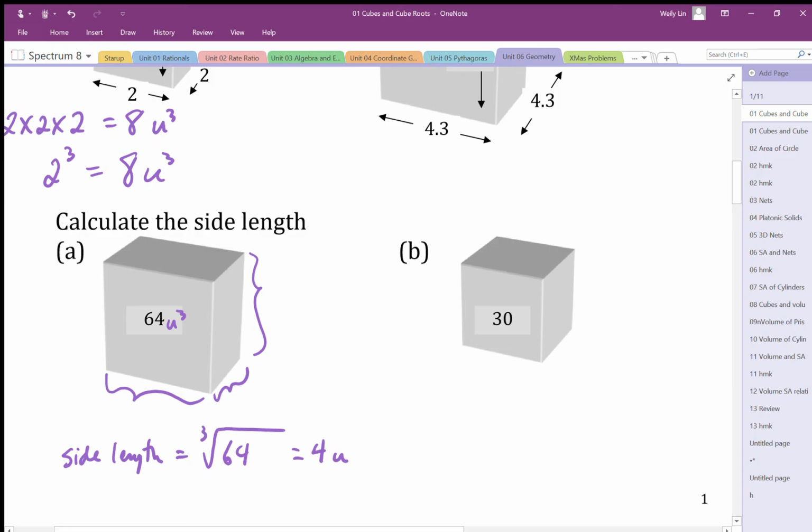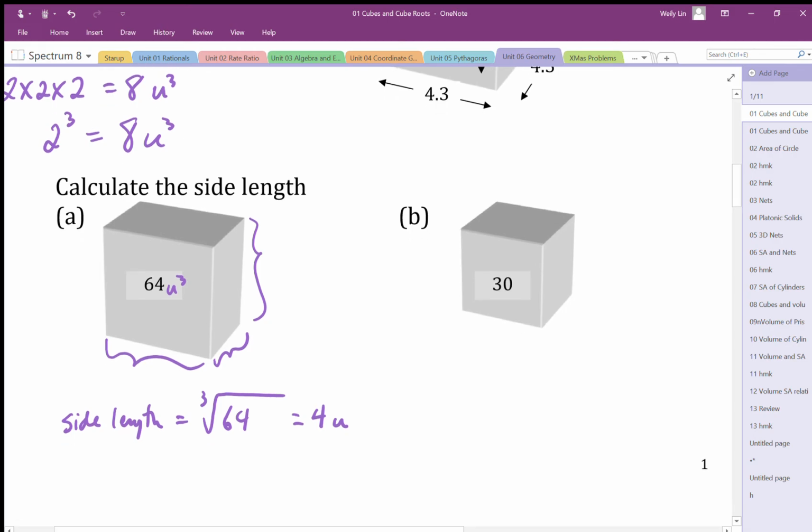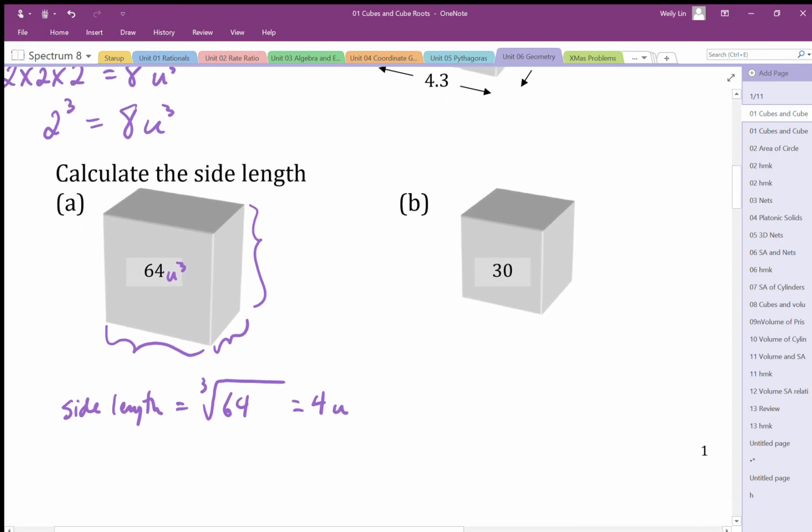What I would like you to do is, on your calculator, make sure that you can find your cube root button. So you're going to find your cube root button and try this on your calculator. We're going to do cube root 64 on your calculator. Some of you may have to enter cube root and then 64. Some of you may need to put in 64 first, then cube root it. But again, make sure you know how to do that on your calculator.